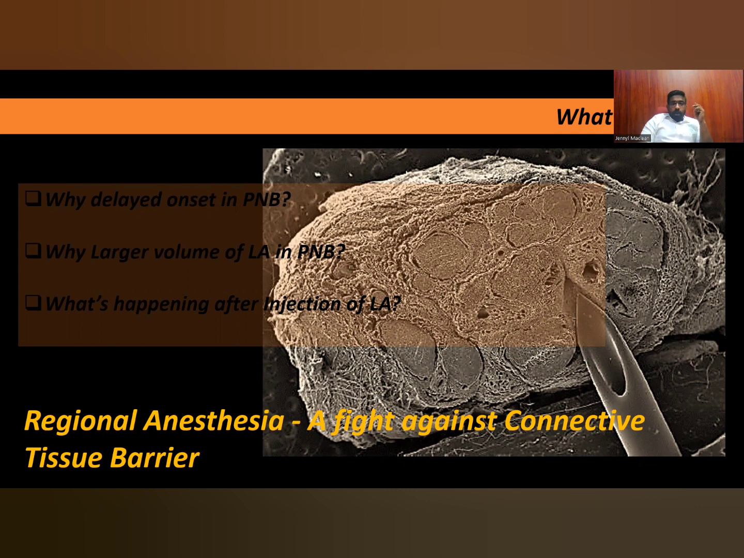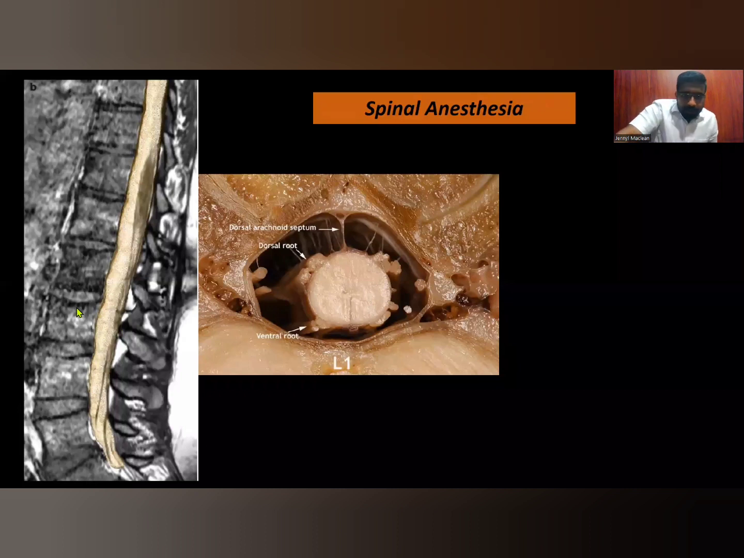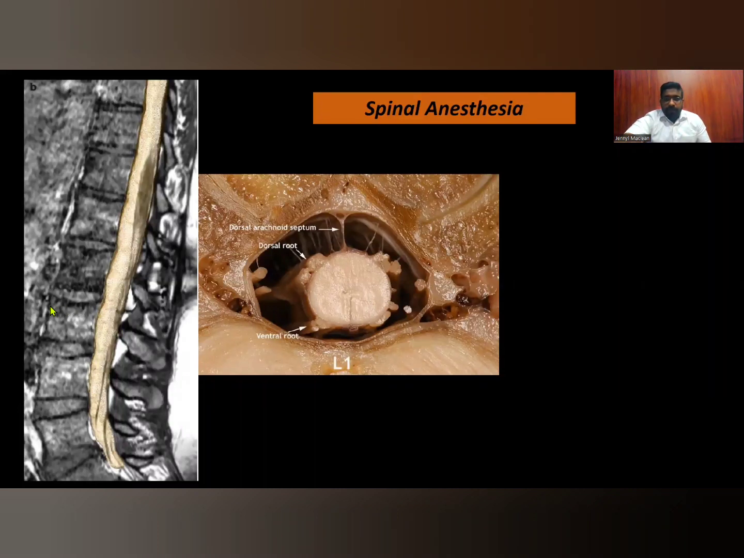And second is, why are larger volumes of local anesthetic used in a peripheral nerve block? Third is, what is happening after injection of local anesthetic? How are we going to improve? Are we still using 20 ml of local anesthetic for a peripheral nerve block using ultrasound? No, it's not so. I'm going to prove that also later on. Just fasten your seatbelts, let's make it very interesting.